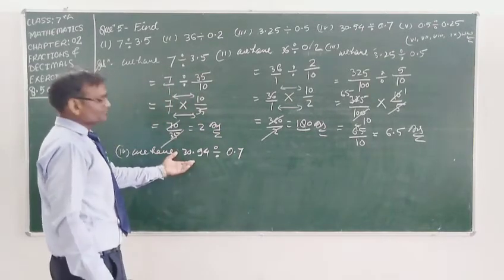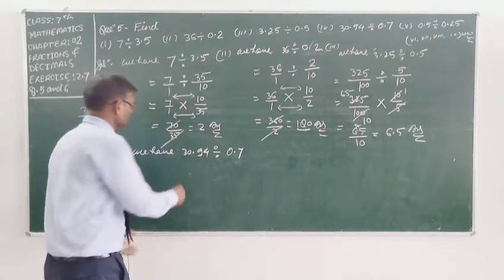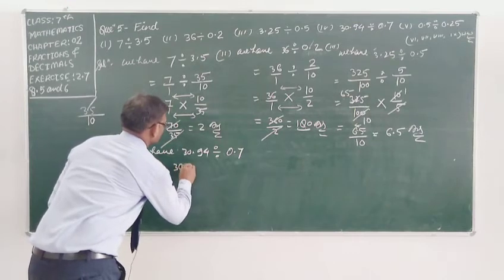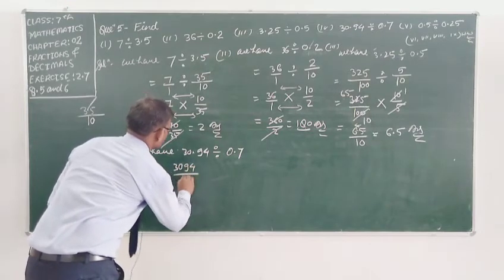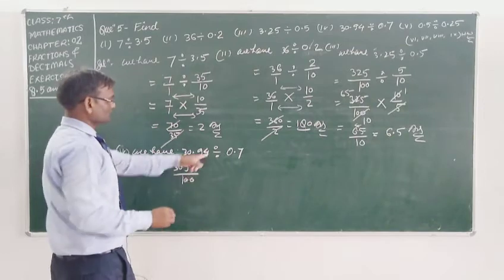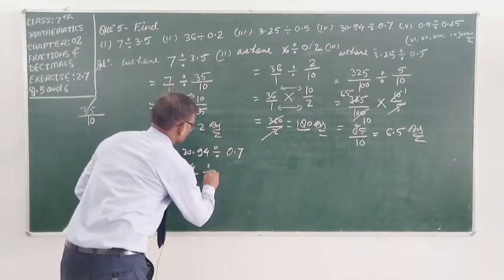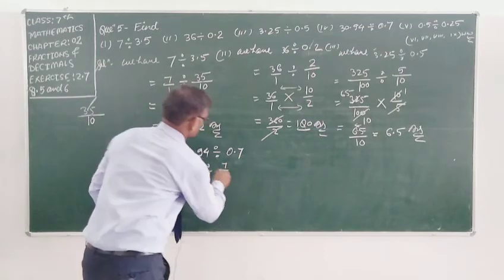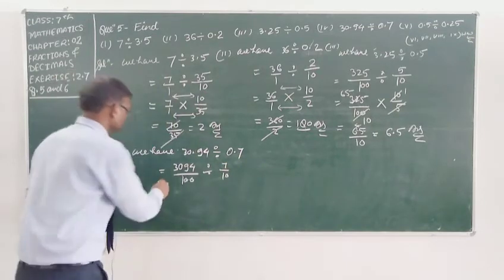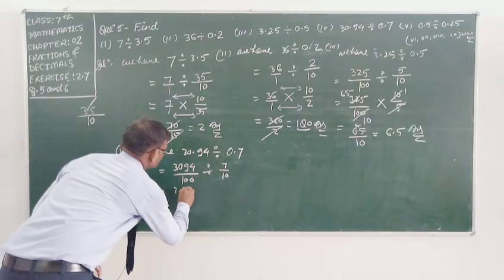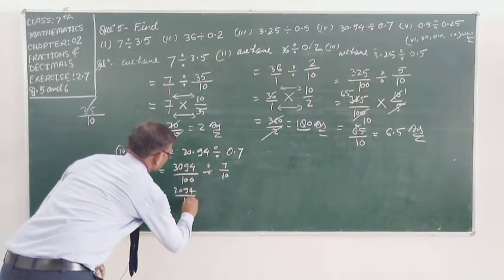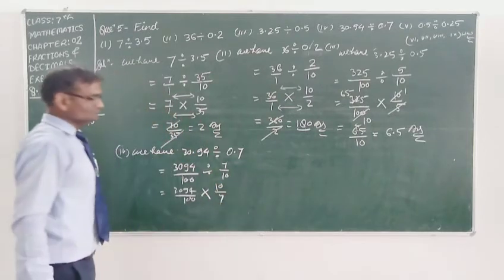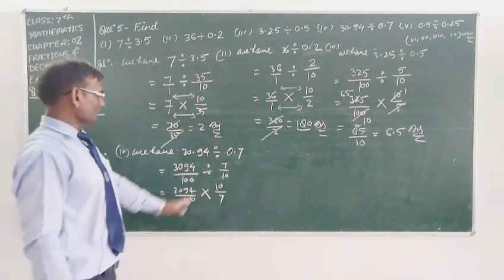So student, very easy. Firstly, convert in fraction. So this will be 3094 upon 100. It's okay student? Into, now use the division sign, 7 upon 10. Now after this step, divide: 3094 upon 100 into 10 upon 7. Now cancel.